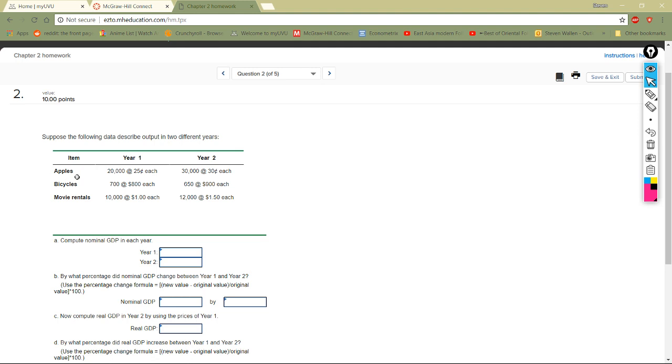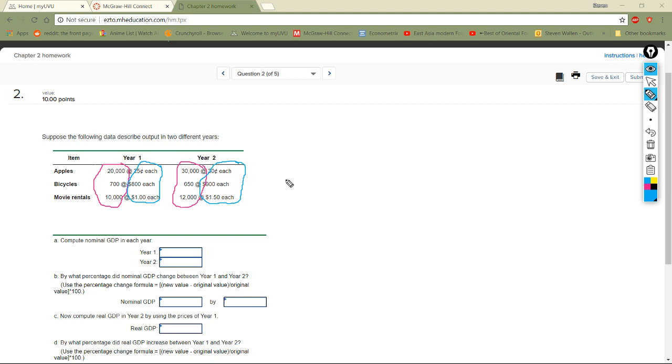So right here we have some items. They're using just apples, bicycles, and movie rentals, okay? And in each year, what can we see? Let me go ahead and get this so you guys can see a little bit better. In each year, we have different units being produced. Also, what else is different? The prices. So how can I really compare year 1 and year 2 here? In order to compare them, you have to use the same price structure to get a real comparison.